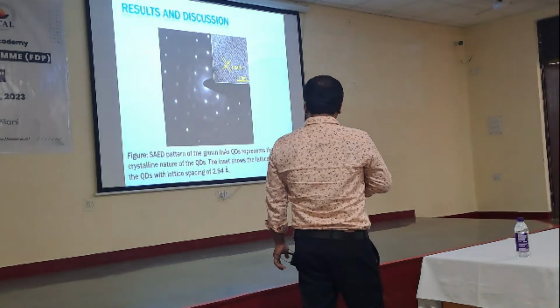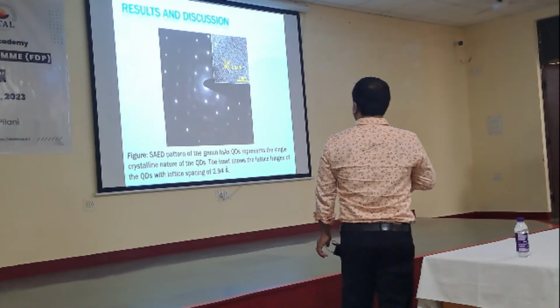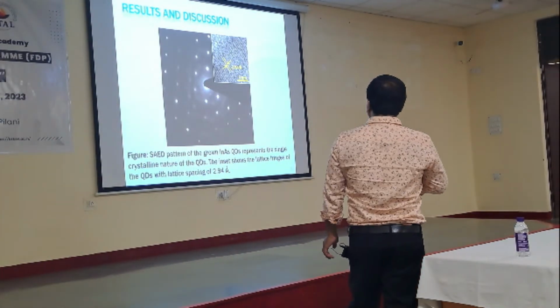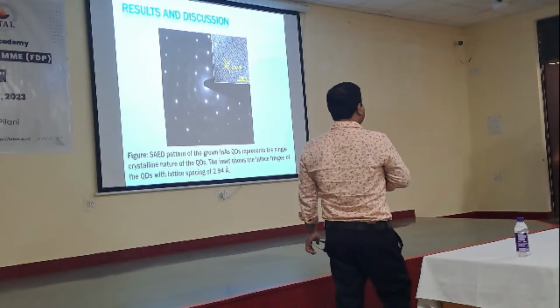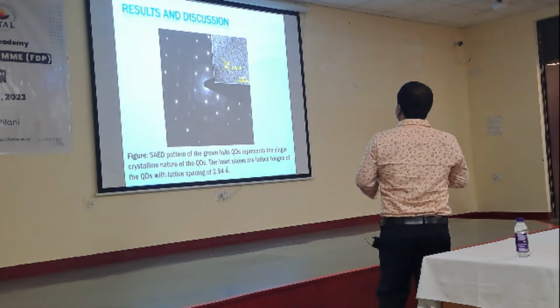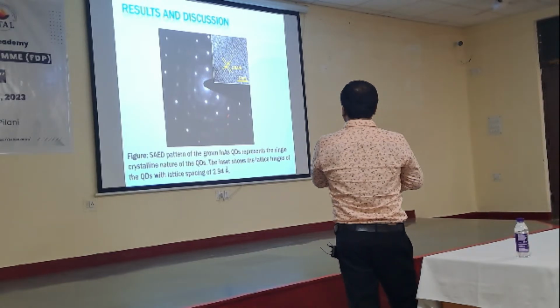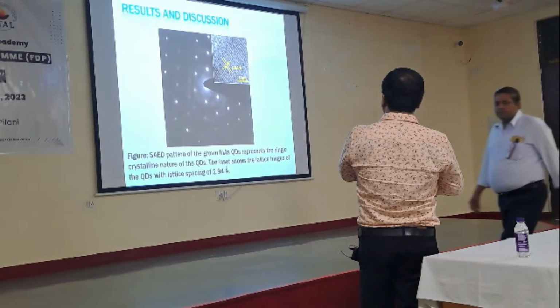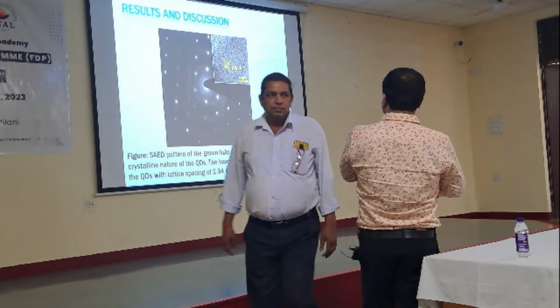Now you see, this is the selected area electron diffraction pattern. Why is this selected area needed? This actually confirms your single crystalline or polycrystalline nature. You see this bright spot pattern actually confirms the formation of single crystalline nature, and the lattice spacing is 2.94 angstrom.